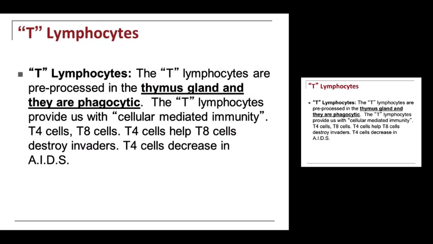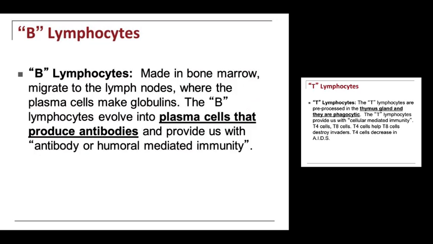Your T cells are produced by the thymus gland, and they're phagocytic. And the T lymphocytes provide us with cellular-mediated immunity. When you talk about B cells, we're talking about humoral-mediated immunity. T cells are cellular-mediated immunity. These are your T4 cells and T8 cells. T4 cells help T8 cells destroy invaders. And T4 cells decrease in things like acquired immune deficiency syndrome.